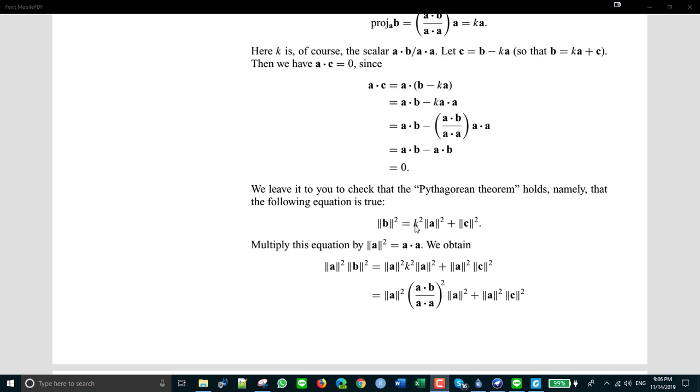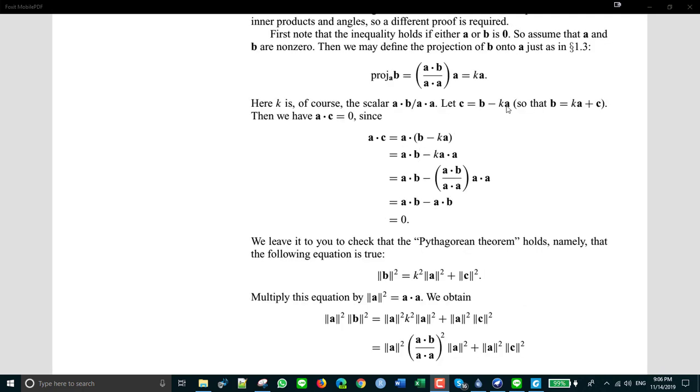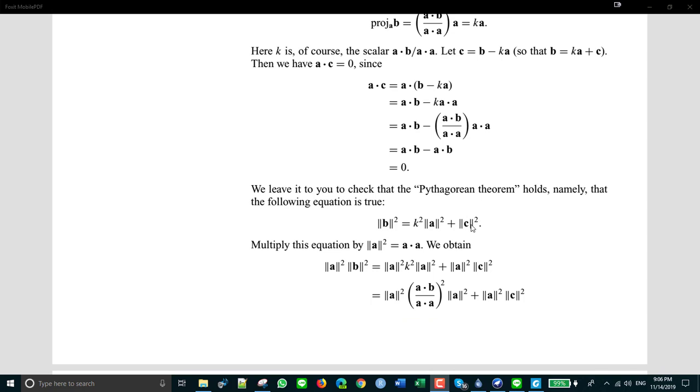So I guess we have to look at the definition of C, which is b minus ka. So we have to put that in here, and hopefully this works out. So you can check that. Multiply this equation by this, which is this.